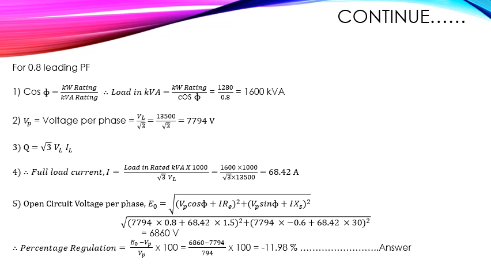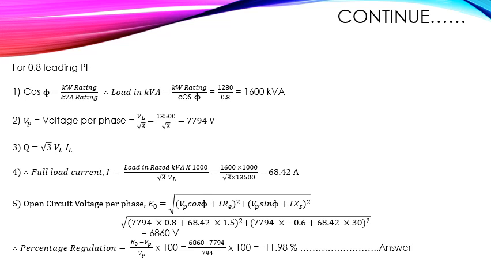Then just putting the values, we will get the load in kVA, then the voltage per phase, then the full load current, then the open circuit voltage per phase. Now see here, we put cos phi 0.8 as it is for leading power factor, but sin phi must have the negative sign because the reactive component will be below the reference. That's why we take sin phi as minus 0.6, right?